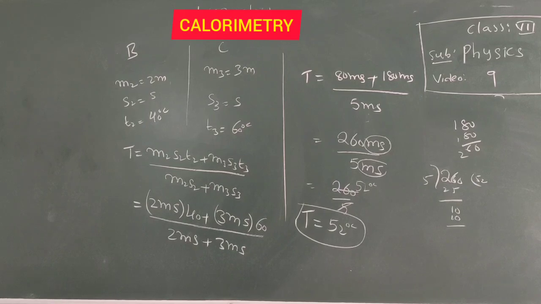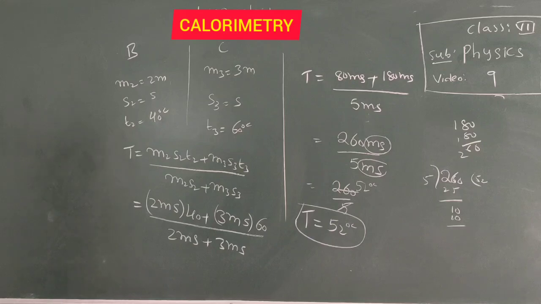Then resultant temperature equal to M2 S2 T2 plus M3 S3 T3 by M2 S2 plus M3 S3. The total value T equal to 80 MS plus 180 MS by 5 MS, that equals 260 MS by 5 MS. So here MS gets cancelled, remaining value 260 by 5, that equals 52 degrees Celsius. Here B and C are mixed together, then the resultant temperature is 52 degrees Celsius.